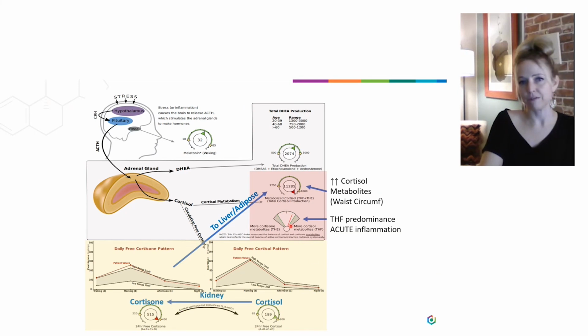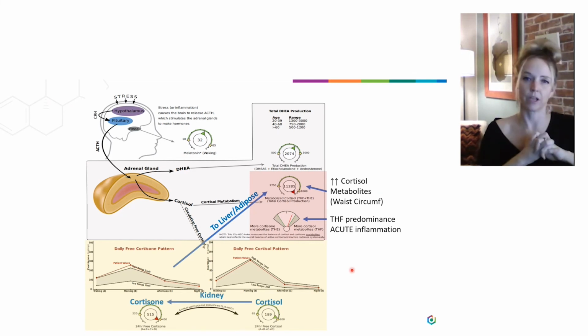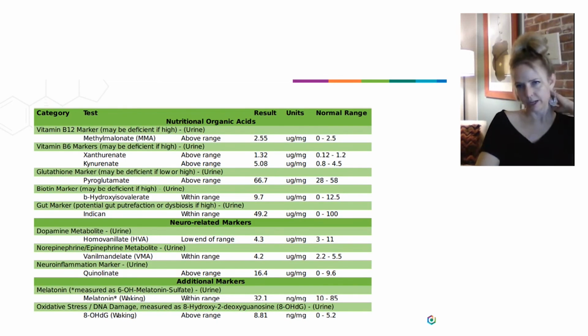I do want to make mention of this tetrahydrocortisol preference in the cortisol metabolite. So that suggests an acute inflammation. It's a very acute picture for her. All right. So she's got some deficiencies.